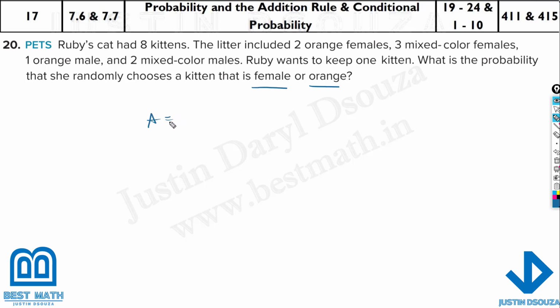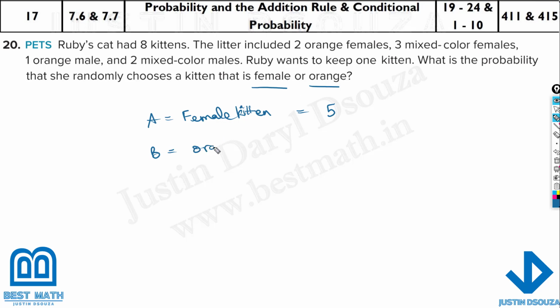Probability of A, well, A is equal to female kittens. How many female kittens are there? So 2 orange females and 3 mixed color females. It's a total of 5. It's not about the color, it's only about females. These are all males. Over here there are 5 females.